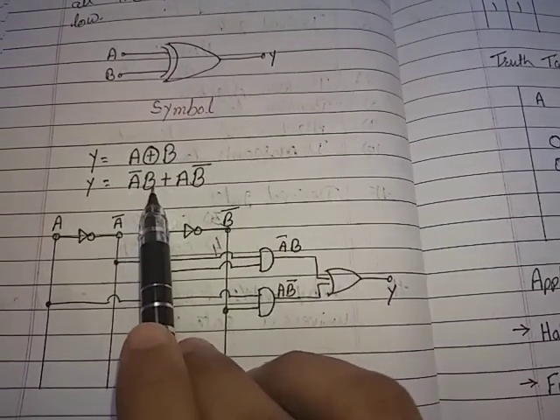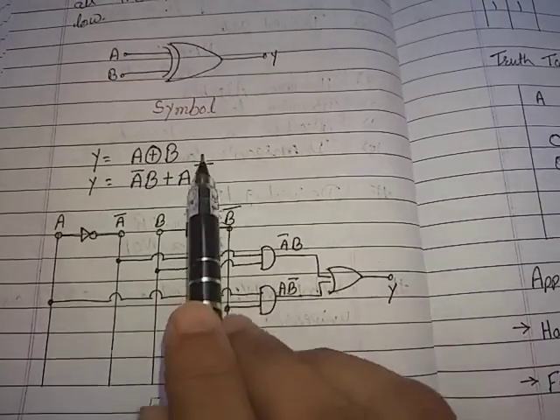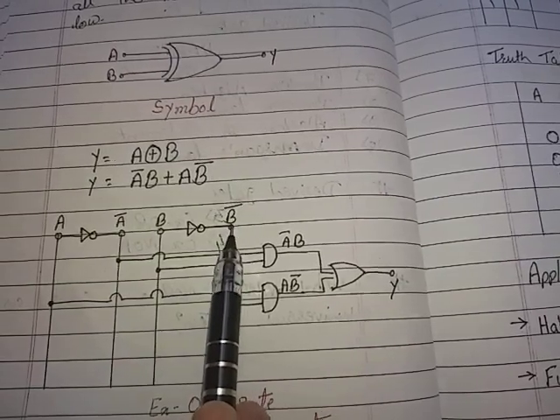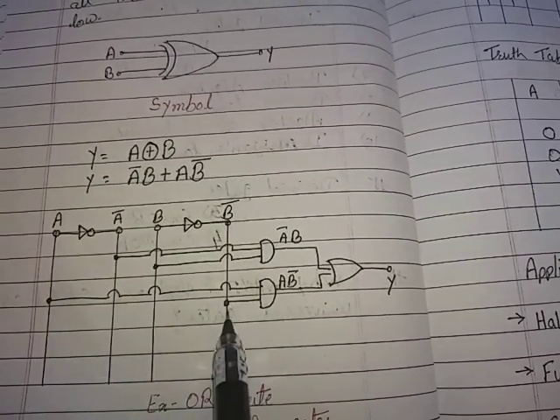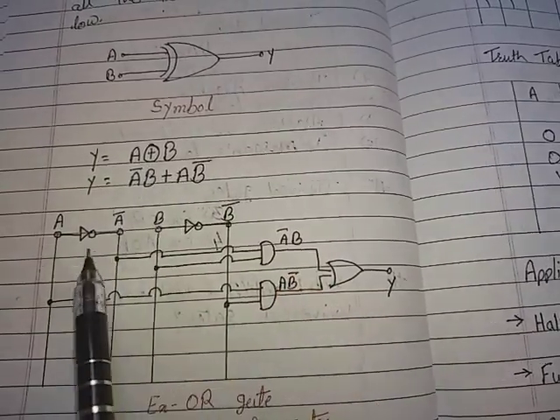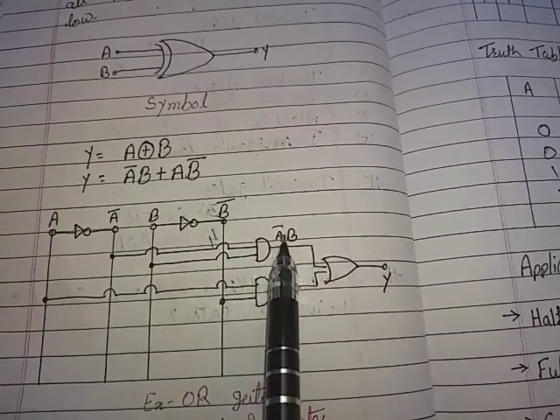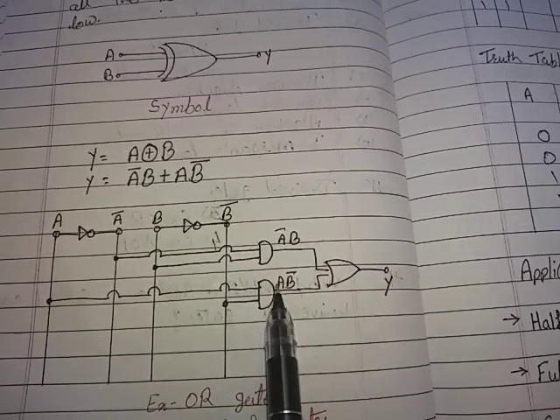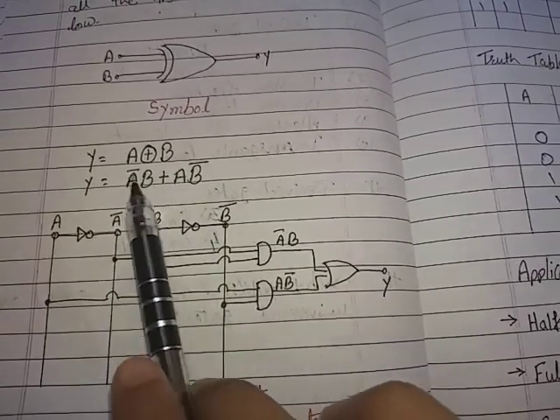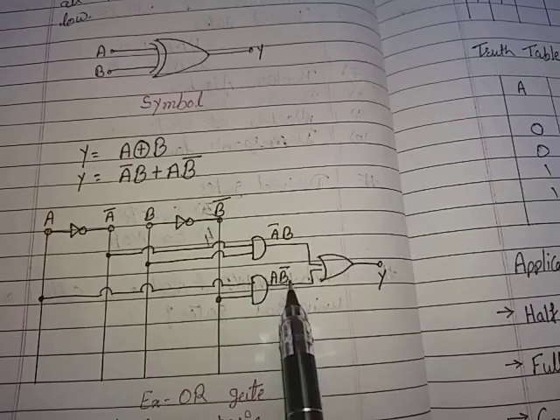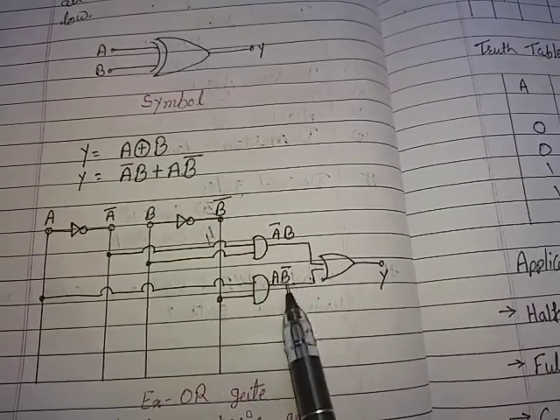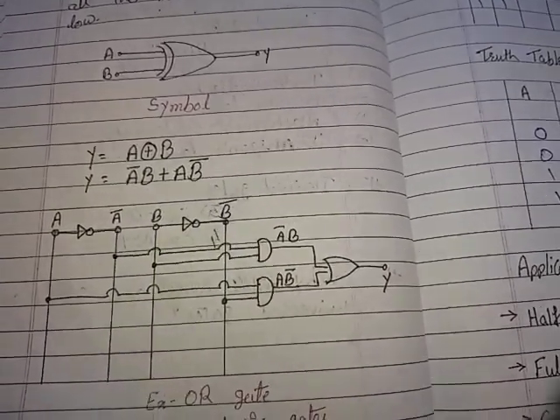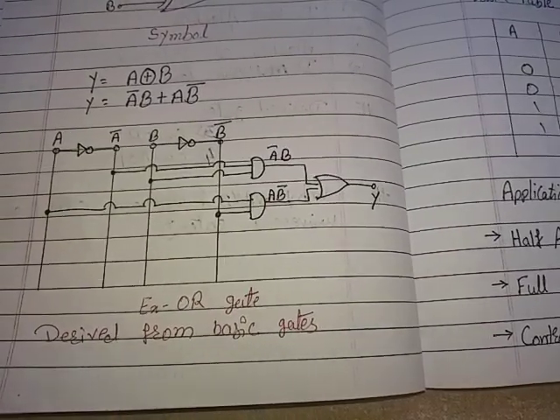We have two inputs A and B, then we require A bar and B bar. So A passing through a NOT gate will give me A bar. Similarly, B passing through a NOT gate will give me B bar. Then these are the input lines. Now we require A bar B, so A bar and B passing through an AND gate will give me A bar B. Then we require A B bar, so A and B bar passing through an AND gate will give me A B bar. Then we have to perform the OR operation between these two, so an OR gate is applied. The inputs are applied to the OR gate and we get Y equal to A bar B plus A B bar. Here is the XOR gate derived from basic gates.